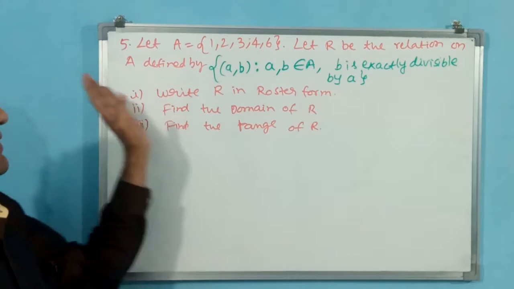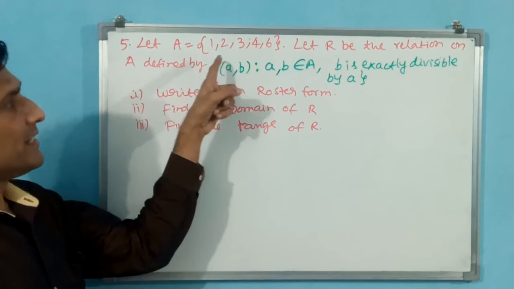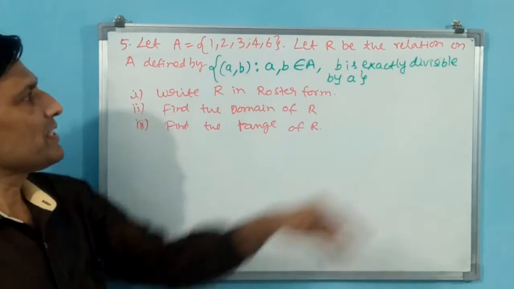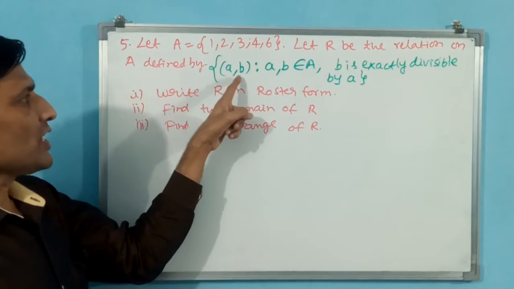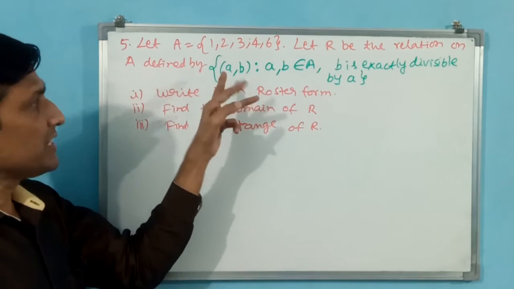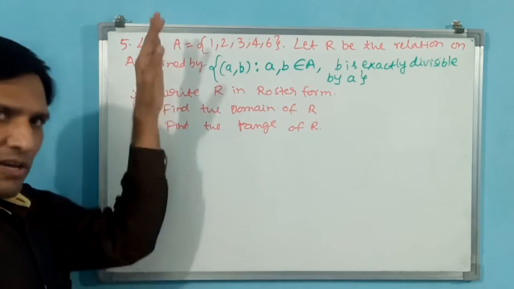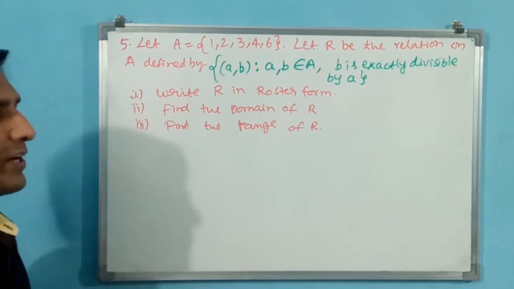Okay, let us see the fifth question. What he has mentioned: let A be a set having 1, 2, 3, 4, 6 as elements. Let R be the relation on A defined by (a, b) for all values of a, b. Here he has not mentioned x, y, but a, b. Okay, both are same. a will come in the x coordinate, b will come in the y coordinate.